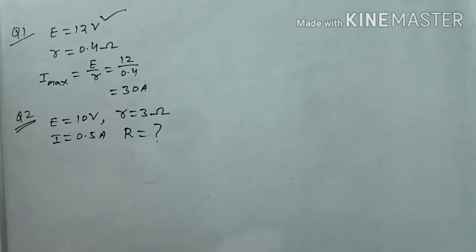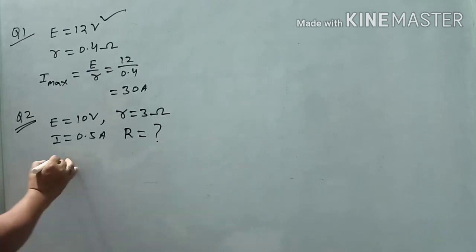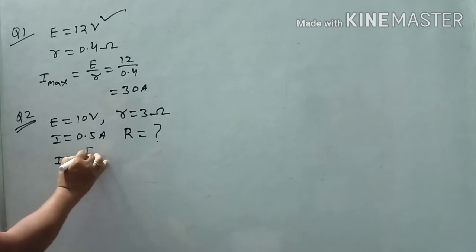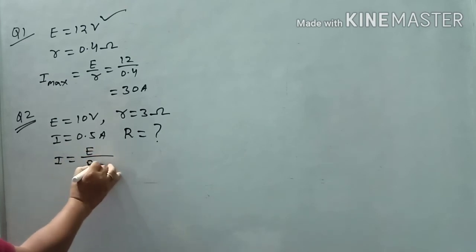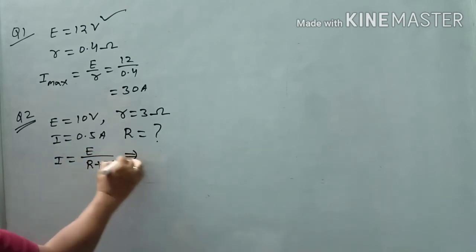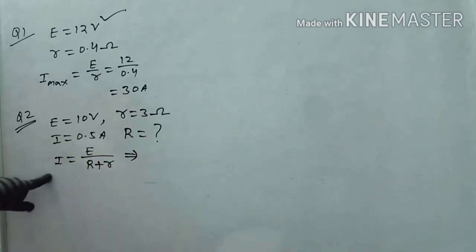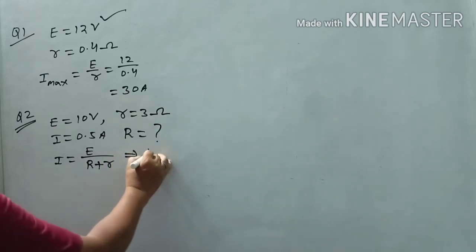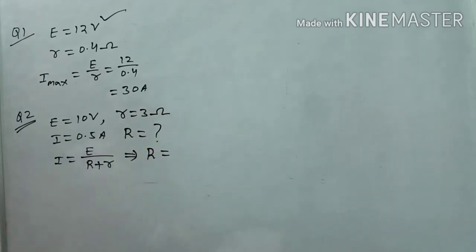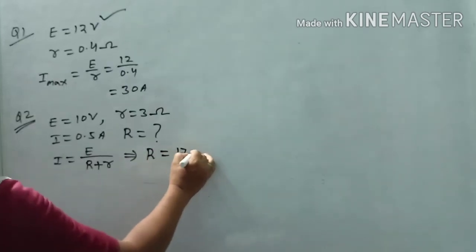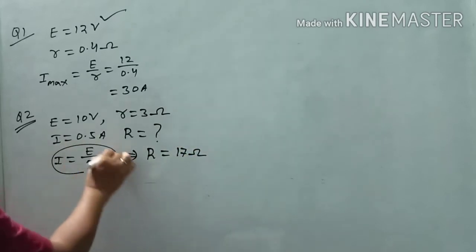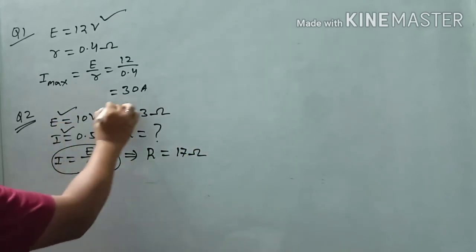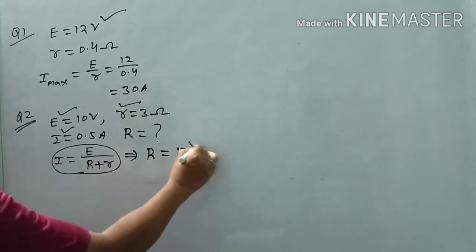So what is the formula? The formula you know, I is equal to E divided by R plus R. After putting all these values, I, this is E, this is R, you will get capital R equal to how much? That will be 17 ohm. In this expression, if you put E, I, R, your capital R will be 17.